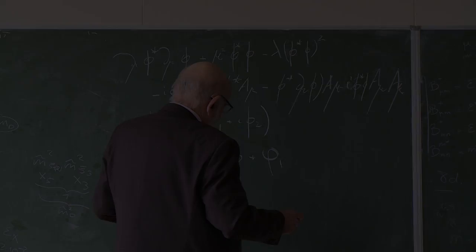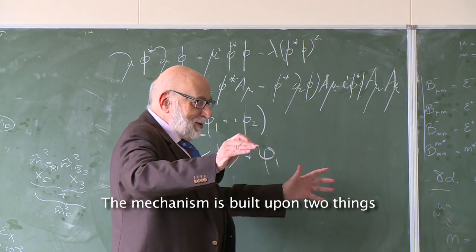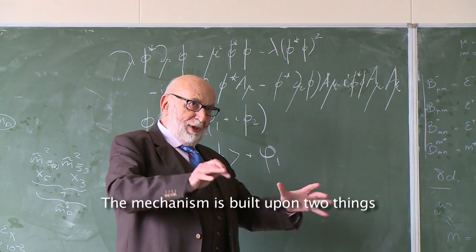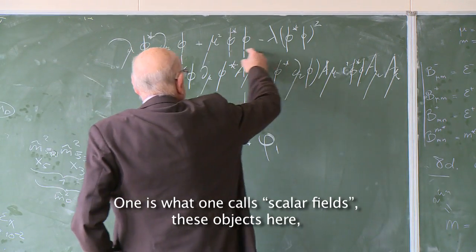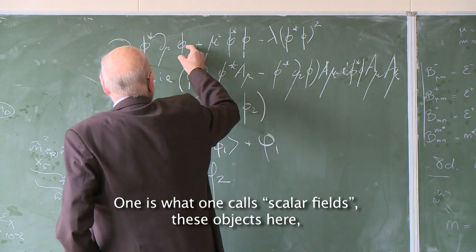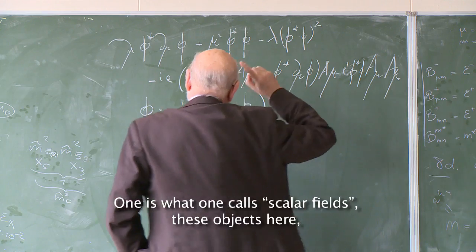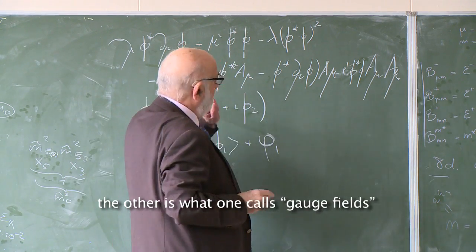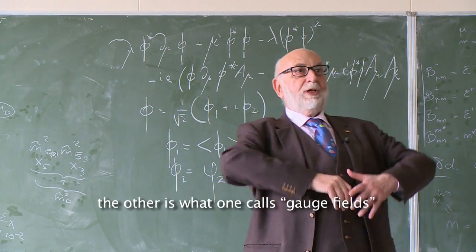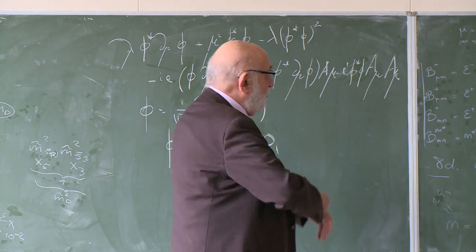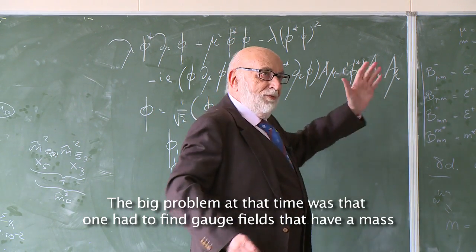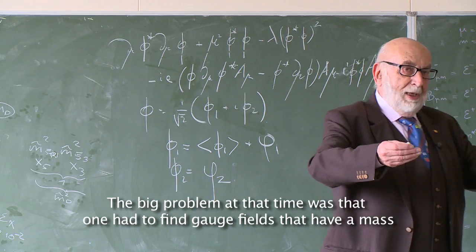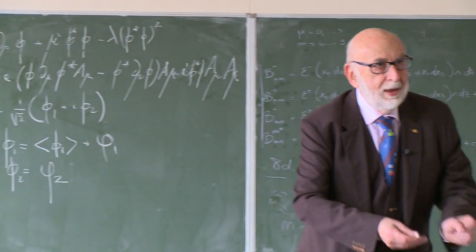Well, you see, the mechanism is built upon two things. One is what one calls scalar fields. These are the objects which are here. And the other is what one calls the gauge fields. The big problem at that time was that one had to find gauge fields that have a mass.